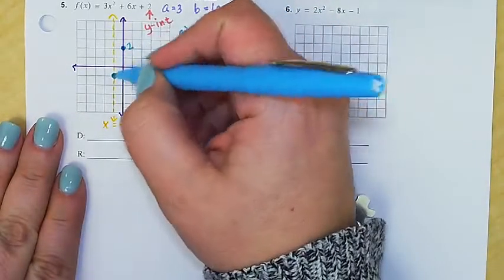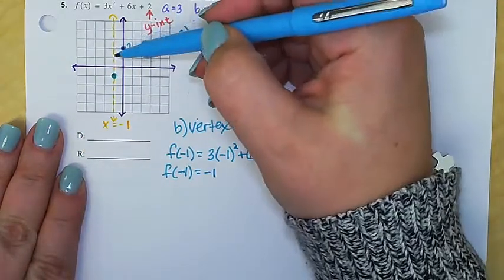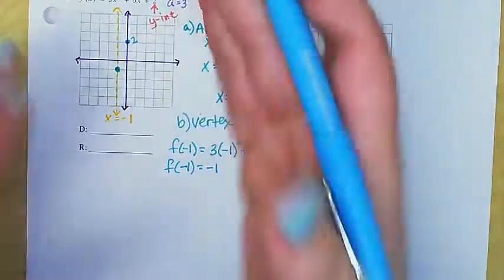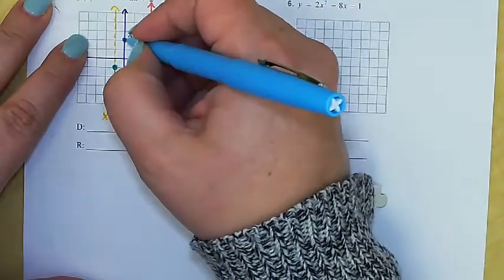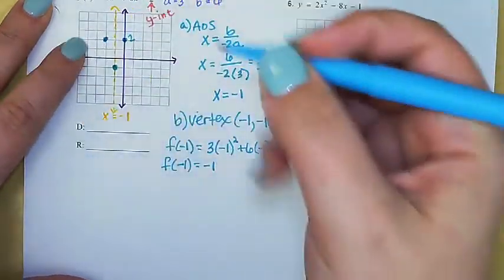That tells me that it should be upward opening. Do you think that's consistent with this +3? Absolutely, right? A is positive, so I had expected this to open upward. 3 is a bigger number, so I probably expect a narrower graph. And so if I copy this to the other side and reflect it across that axis of symmetry, sure enough.